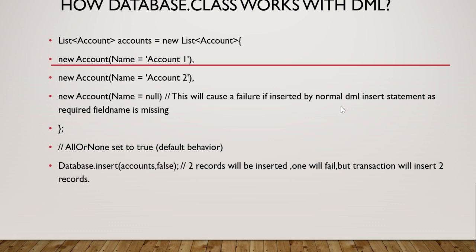Okay. So this is the main difference between the database class and DML. Once again, if you use normal DML to insert, since one record has an error, all the records in the list will fail. Whereas if you use database.insert, pass the list name and pass the flag false, the correct records will get inserted, and the wrong records will be stored in an error file. Okay, so that is how it will work.